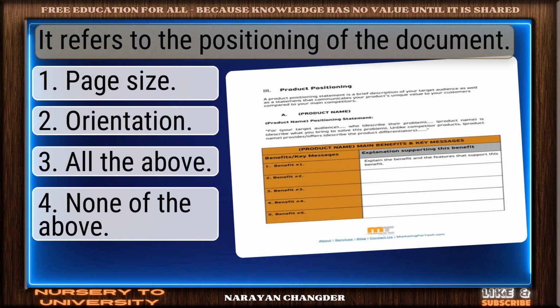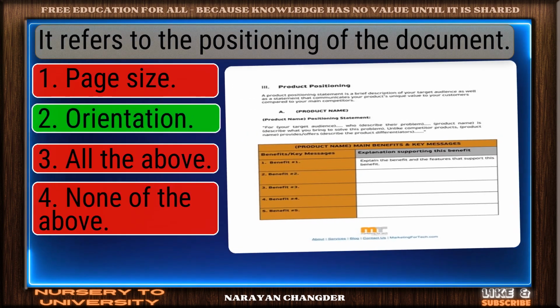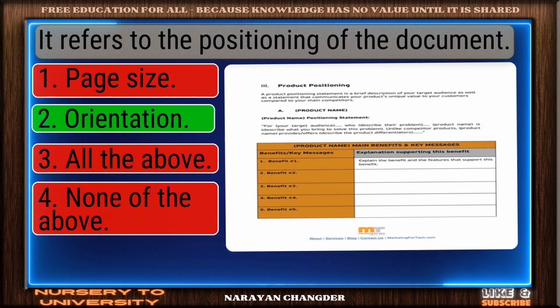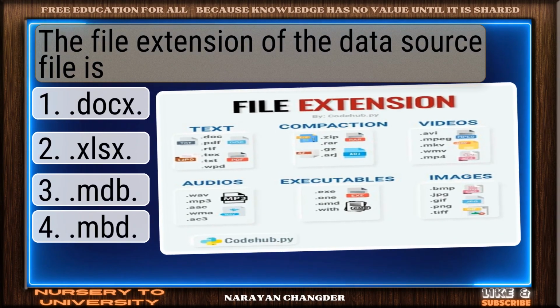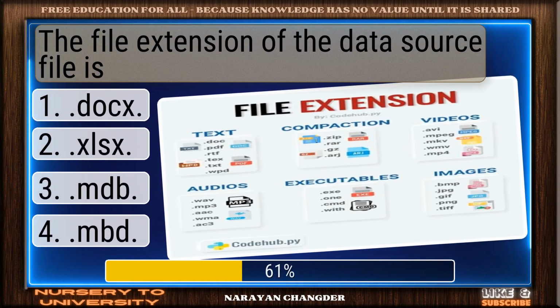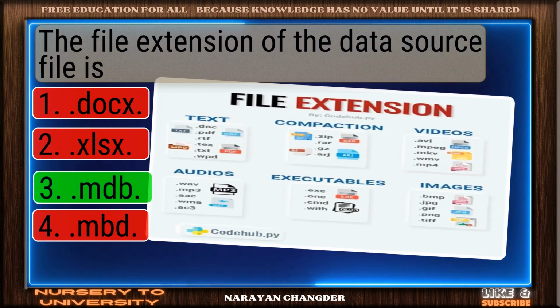It refers to the positioning of the document. Strong choice. Orientation is the right answer. The file extension of the data source file is? Nice selection. MamDB is the correct and valid answer.